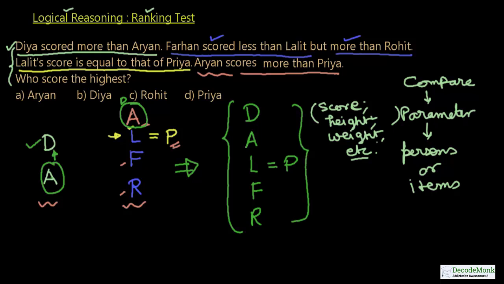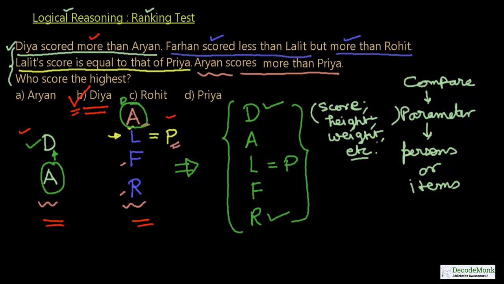Now you can easily say who scored the highest and who scored the lowest. So the answer to this particular question is, because the question asked is who scored the highest, the answer is Dia. Here in this particular question you are given some statements, and from the statements you have to infer who scored the highest, and you have coded the statements into understandable write-ups like this, and then you have inferred this particular structure: Dia, Aryan, Lalit equal to Priya, Farhan and Rohit.